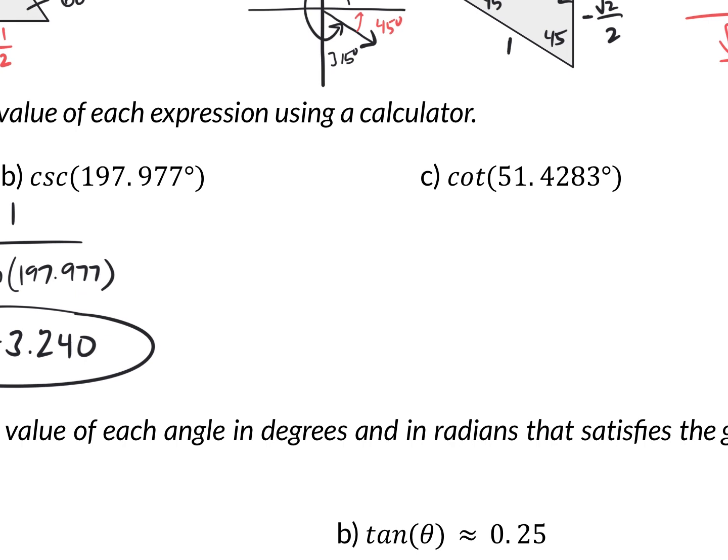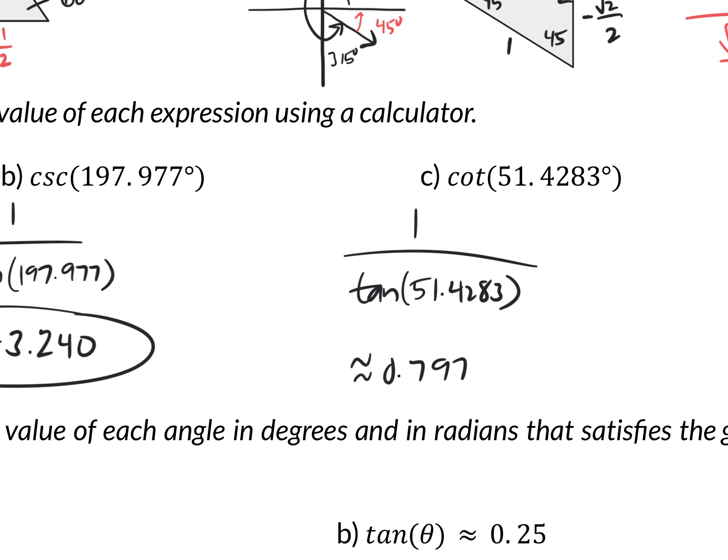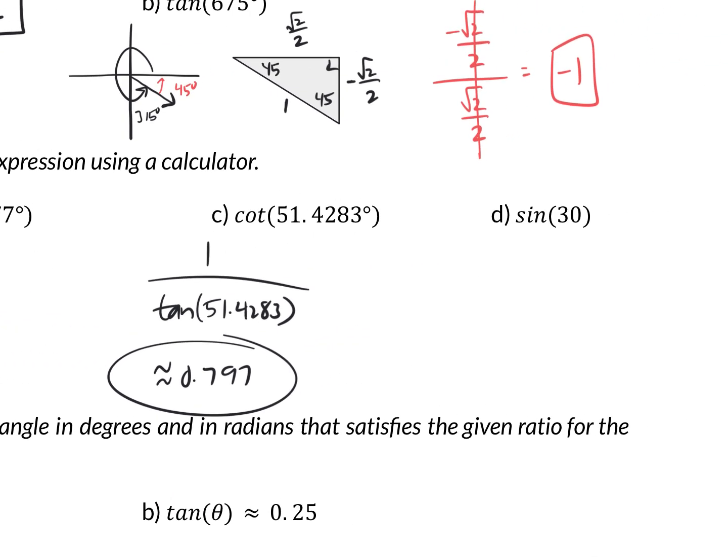Cotangent. What's cotangent the reciprocal of? 1 over tangent. So you type 1 over tangent of our angle, 51.4283, and double check you approximately get 0.797. And then our last one, we need to change this into radians, okay? That is in radians. So change your mode, and when you type it in the calculator, you should get approximately negative 0.988.